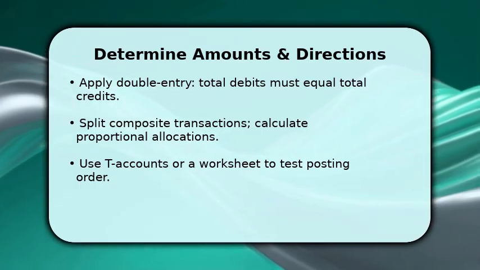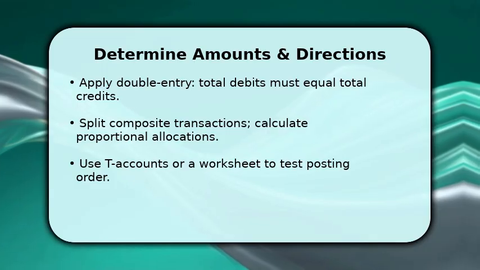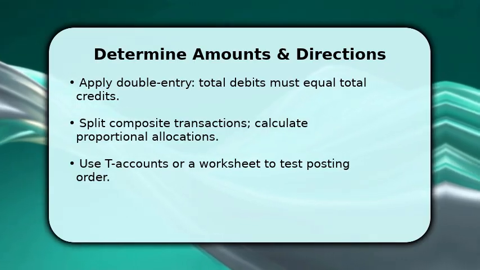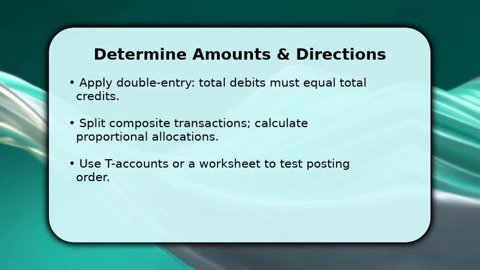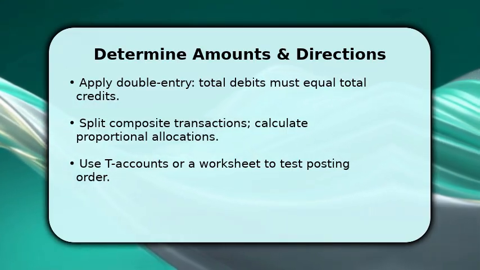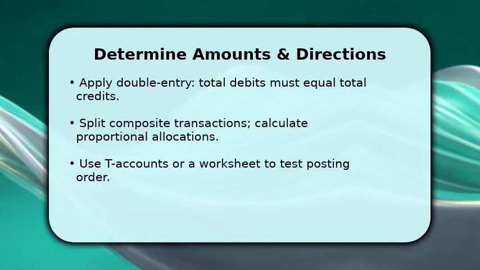Use double entry accounting. Every debit equals a credit, so draft both sides first. For complex transactions, break them into components and compute allocations. For example, split a $1,200 receipt into $1,000 revenue and $200 liability if deferred.